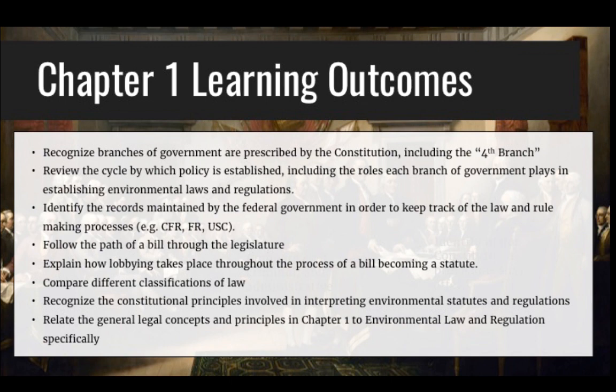During this chapter, students will recognize branches of government prescribed by the Constitution, including the fourth branch, review the cycle by which policy is established, including the roles each branch of government plays in establishing environmental laws and regulations, identify the records maintained by the federal government in order to keep track of the law and rulemaking processes, for example, the Code of Federal Regulations, the Federal Register, the U.S. Code. Follow the path of a bill through the legislature.